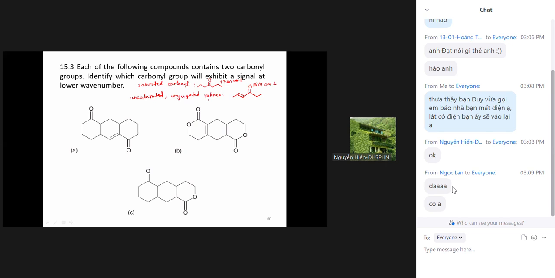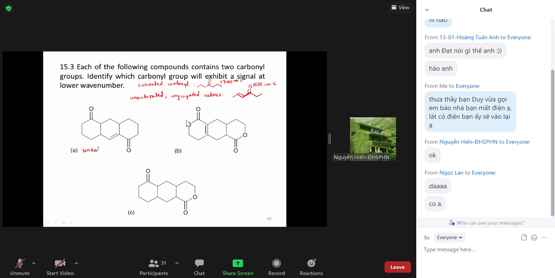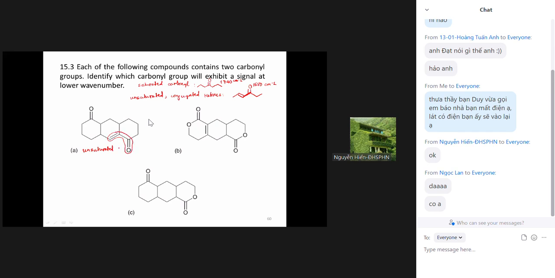Unsaturated and conjugated ketones are those that have a CC double bond that is one bond separated from the CO double bond, one bond apart. So A is one example, right? So this is an unsaturated conjugated part. And this is a saturated ketone part.